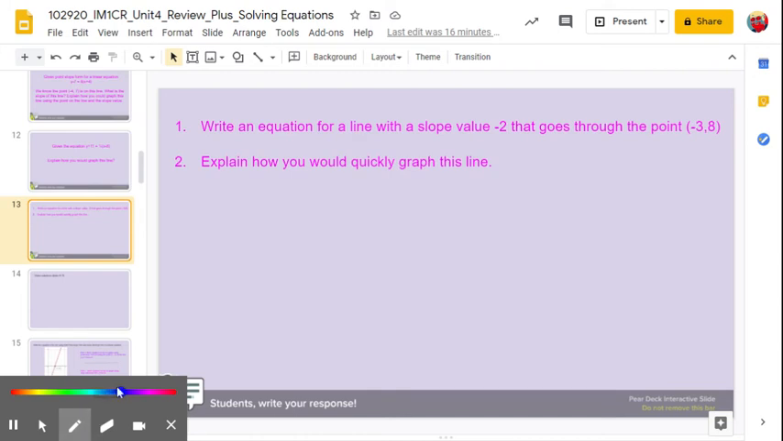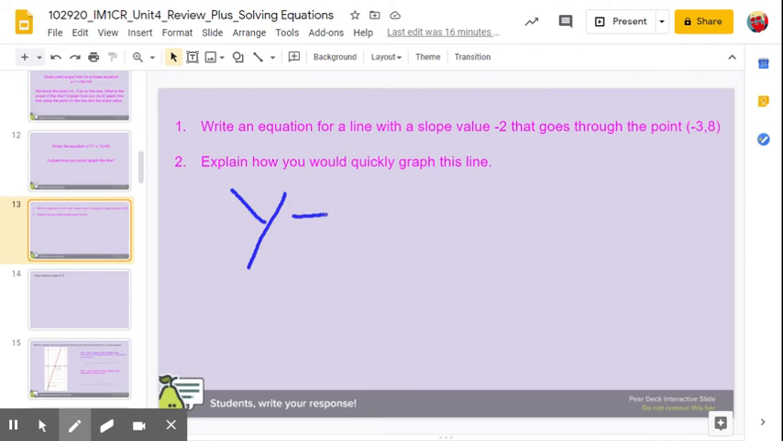All right, slide 13 says write the equation of a line with a slope value of negative 2 that goes to the point negative 3, 8. All right, so simply we would go with the point, let's see, y minus 8 equals, my slope's negative 2, times x minus negative 3. That's going to become plus 3. All right. And then how would I quickly graph that?